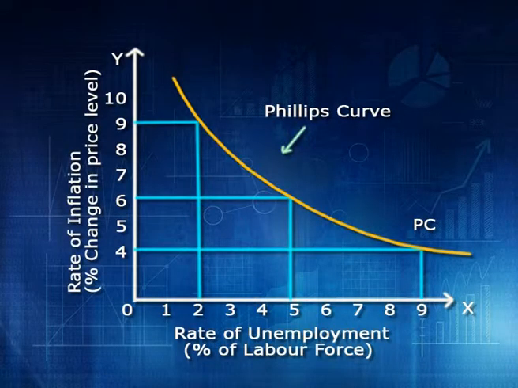It shows the Phillips curve where along the horizontal axis the rate of unemployment and along the vertical axis the rate of inflation is measured. It can be observed that when the rate of inflation is 9%, the unemployment rate is 2%, and when the rate of inflation is reduced to 4% per annum, say by pursuing contractionary fiscal policy and thereby reducing aggregate demand, the rate of unemployment increases to 9% of the labor force. This is how the Phillips curve was derived.